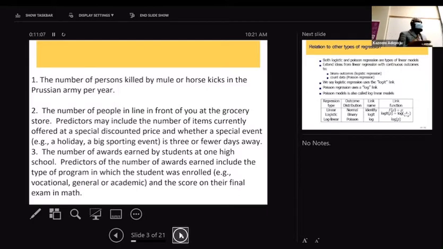Look at that, the number of awards. You could win 0 or 1 or 2 or 3. That's a count. Then what determines that? It could be the type of program the student enrolled in, vocational, academic, or general. And not only that, what about the final exam score that you have? Because before you can actually win an award, of course, they're going to look at your performance. Take a look at that. If I want to fit any of this, I'm basically going to use a Poisson regression model.